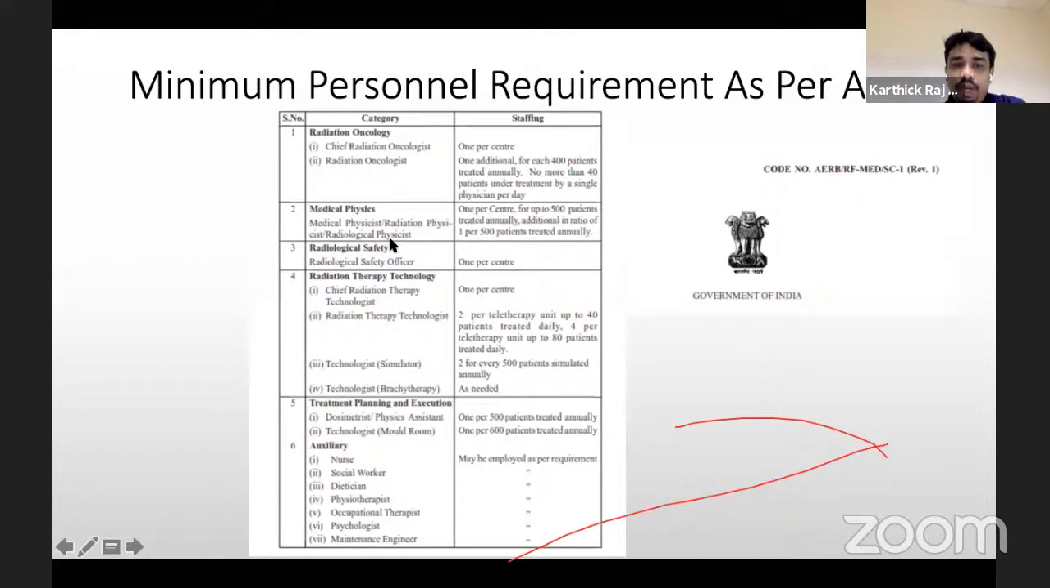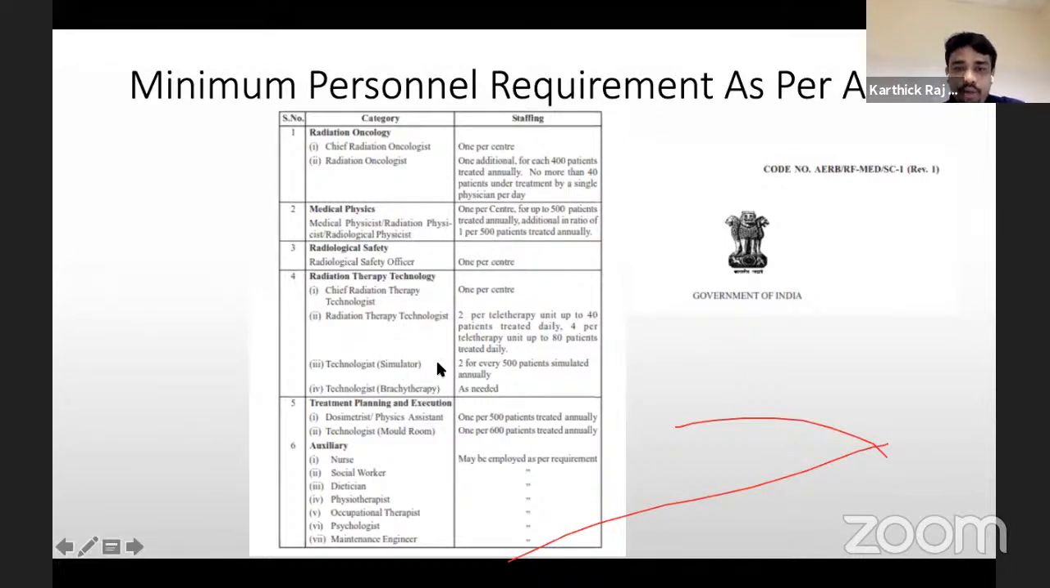And a medical physicist, one per center for 500 patients treated annually, and the additional ratio is one per 500 patients treated annually. So if you are treating more than 500 patients, as per the Atomic Energy manpower requirement, you need more than one medical physicist. And the radiation safety officer, one per center. If you have two medical physicists, you have to make sure one of them has a radiation safety officer certificate. One radiation safety officer is necessary to run the department and for all the licensing procedures.